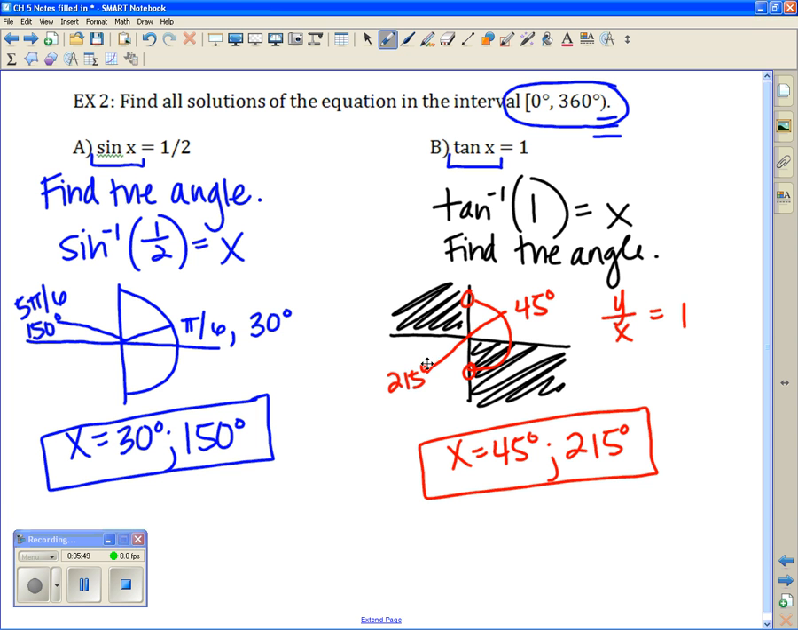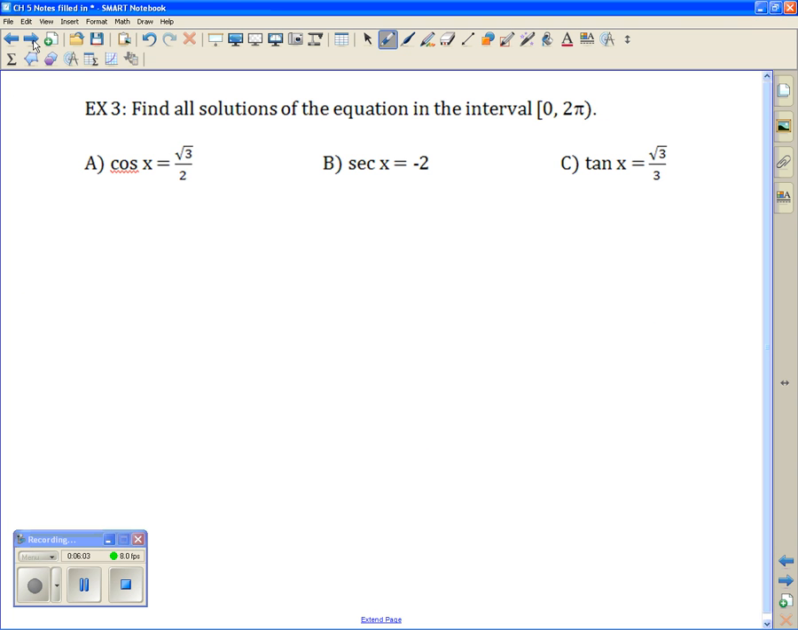You know what? I made a mistake, and I knew I did. I could feel it. 225 degrees. And I was ready to make a mistake, and I'm glad I found it before I moved on. So just make a correction. I hope you found it before me. 225. Okay, moving on to example 3.